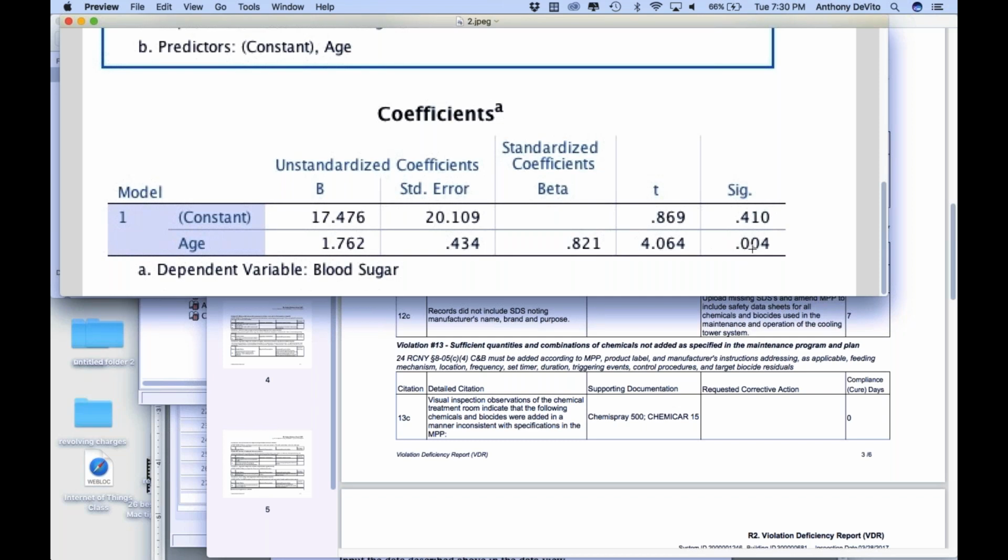The significance, oh, that's for the constant. Remember, that really doesn't impact us as much, right? Because a lot of times that y-intercept doesn't even mean anything. For instance, in this case, what's the age of the person that has a blood sugar of 17? 0, right? Probably the study didn't even consider infants. It's only adults. So there's no data there.